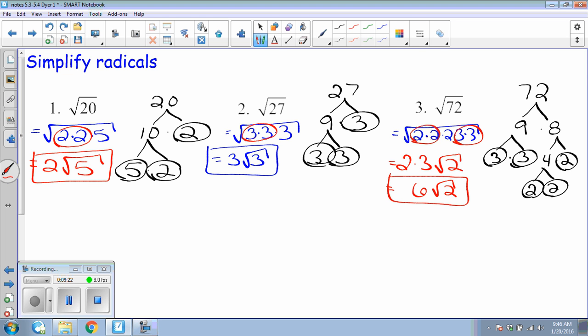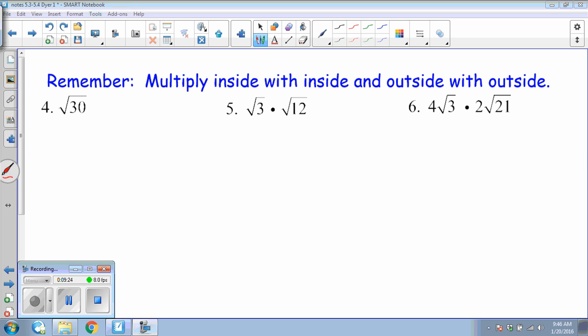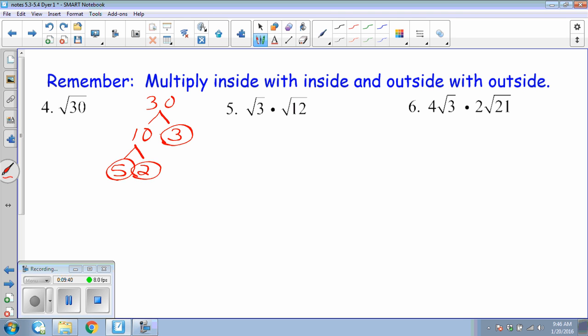6 square roots of 2 is just simplified. Okay, so square root of 30 is our next example, number 4. Square root of 30, if I take 30 and I break it down, I get 10 times 3, right? And then if I break down 10, I get 5 times 2. Do I have any pairs? No. I don't have any pairs. So square root of 30 can't be simplified. It is already simplified. So all you do is you just leave it, square root of 30.